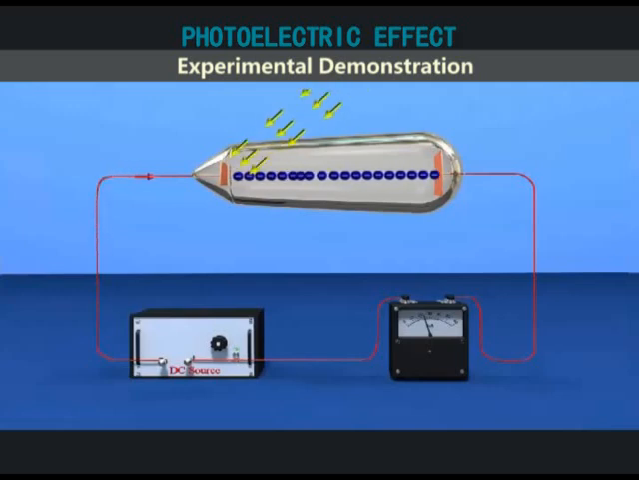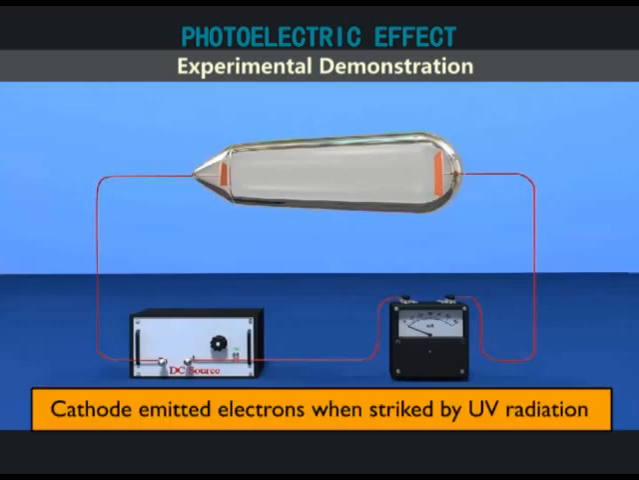He also observed that as soon as the UV radiation was stopped, the current also stopped flowing in the circuit. This experiment showed that the cathode emitted electrons when struck by the UV radiation. These electrons were attracted by the positive anode and flowed towards it, ultimately setting up an electric current in the external circuit.